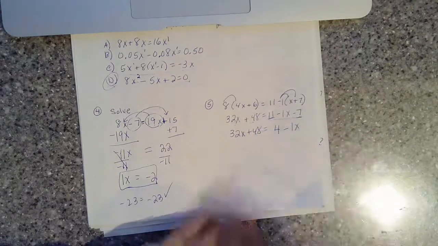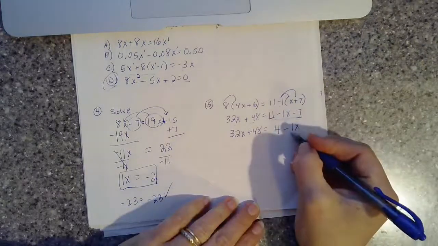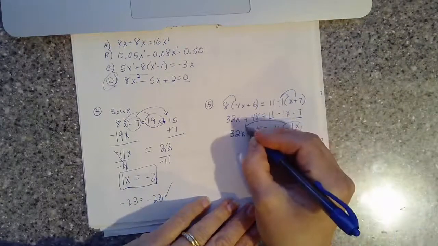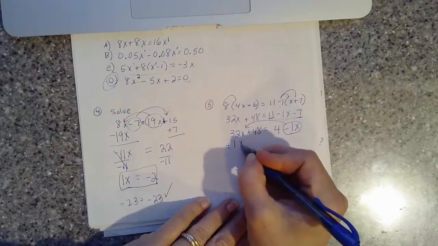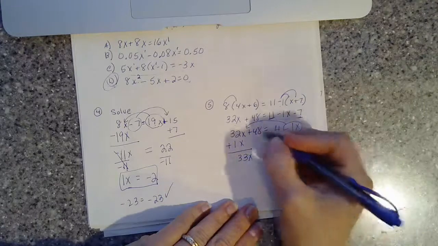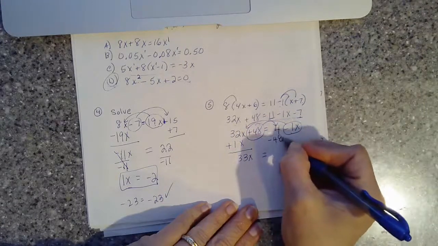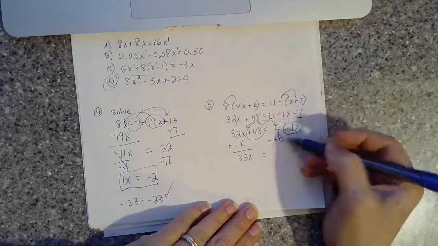We need to get our variables to one side, so I'm going to bring this minus 1x over to the left side, making it a plus 1x for a total of 33 x's on the left. Then the positive 48 moved to the right side makes minus 48. 4 minus 48 is negative 44.